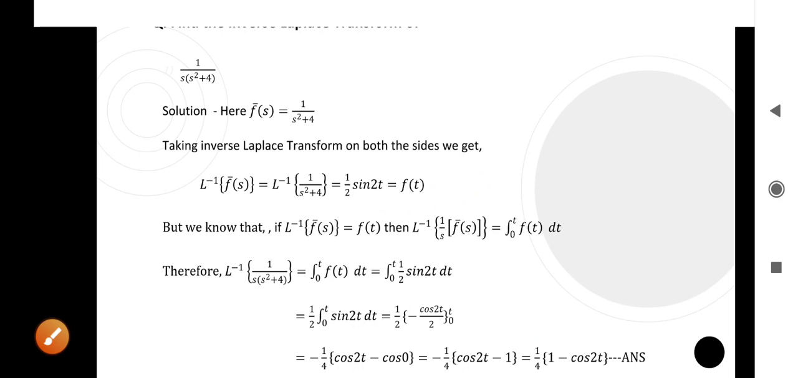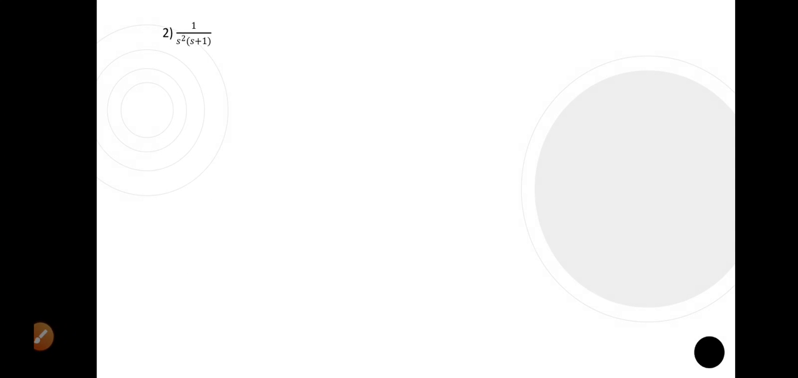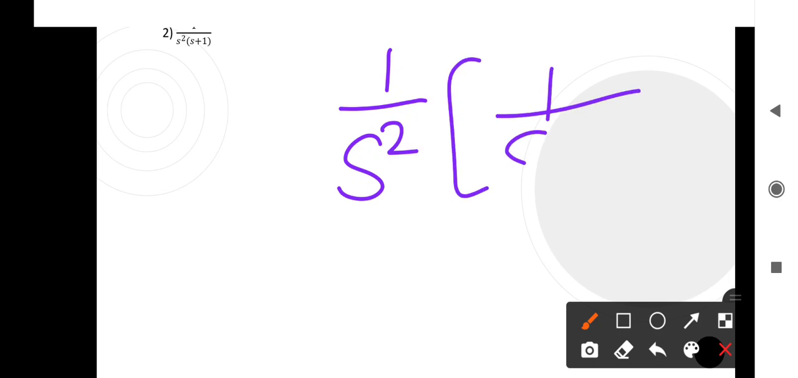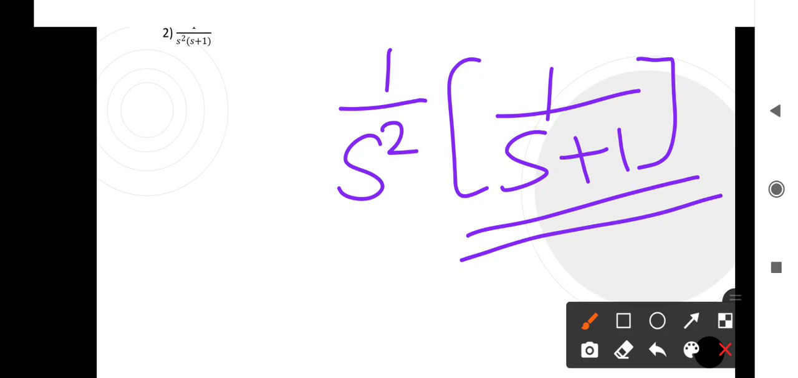We will see one more example. Now here we are having 1 upon s square into s plus 1. We can write this as 1 upon s square into bracket 1 upon s plus 1. So this bracket function 1 upon s plus 1 is your f bar of s, and since here 1 upon s is appearing 2 times, means we have to take integration of f of t 2 times. Remember this one, otherwise you will lose marks.